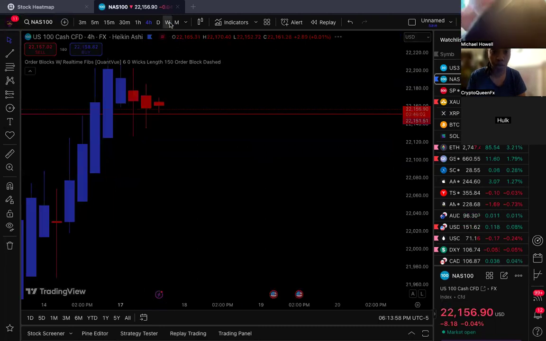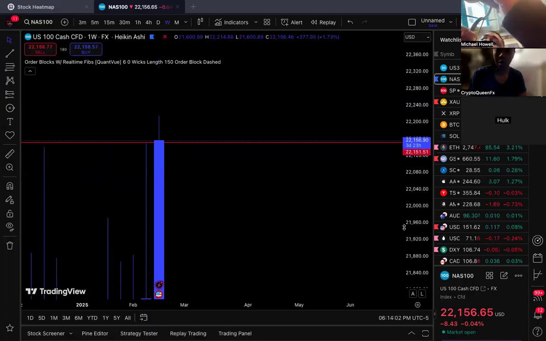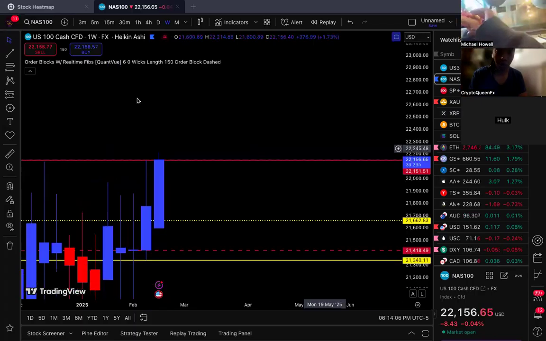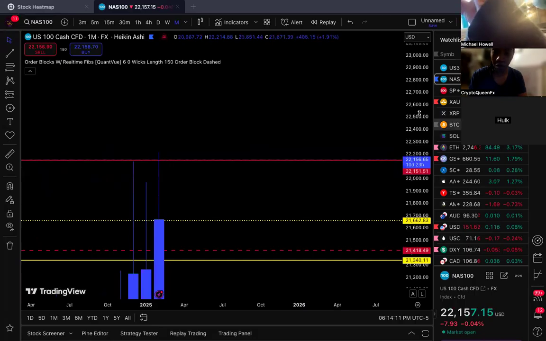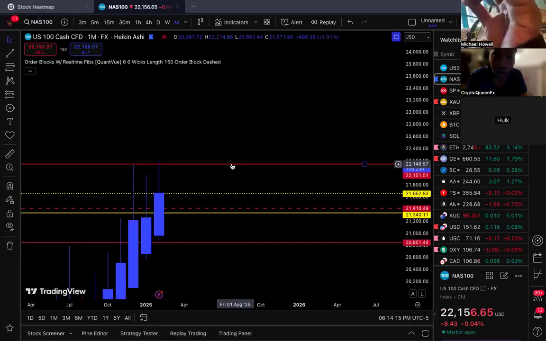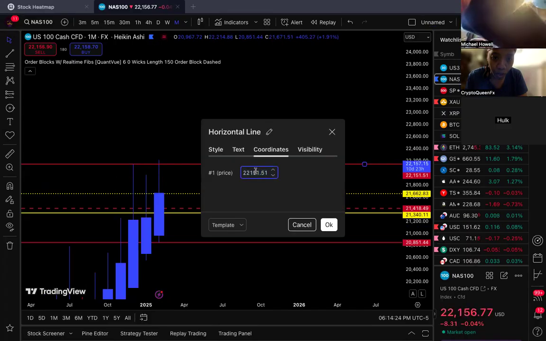Go to the Nas. Start on a weekly. It looked like it broke the monthly high, so let me go up to the monthly. So the monthly high is gonna also be the weekly high. And the high is 22,214.88.